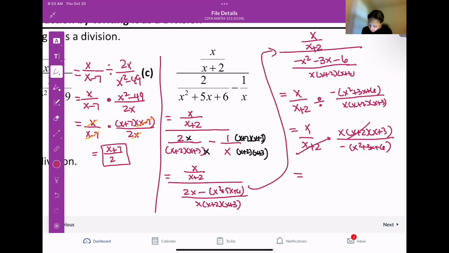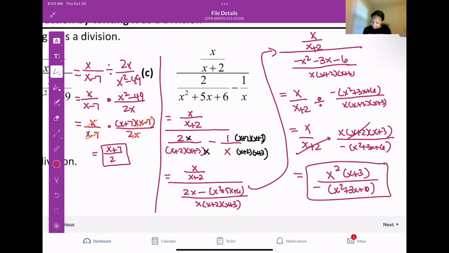So we'll be left with x times x, so x squared times x plus 3 over negative x squared plus 3x plus 6. All right, yay! We've solved a tricky complex fraction.